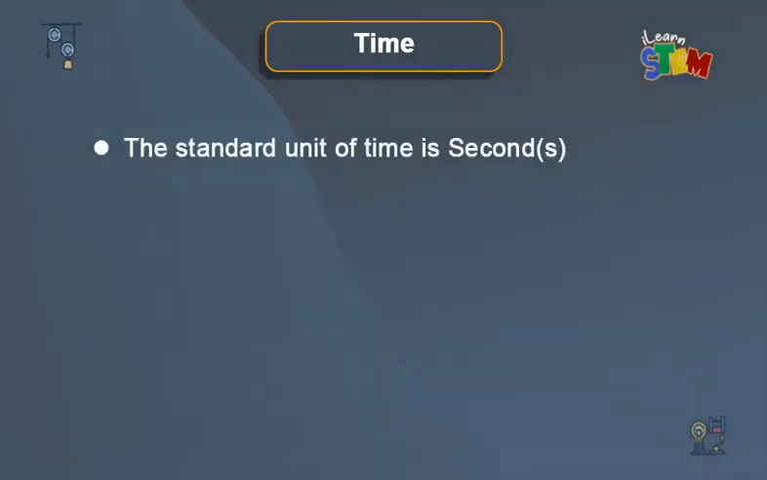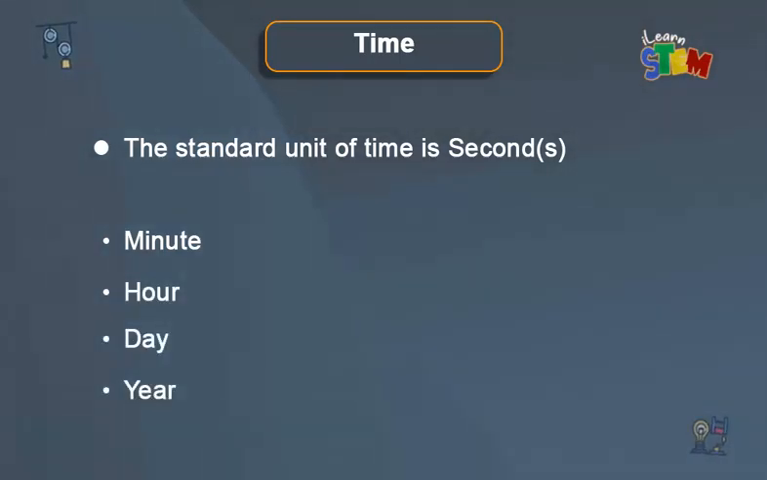The standard unit of time is second. There are other basic units such as minute, hour, day, and year. Understanding basic time units is essential for telling time, scheduling appointments, and understanding scientific concepts such as velocity and acceleration. By mastering basic time units, you'll be well equipped to tackle more complex concepts in physics, mathematics, and everyday life.